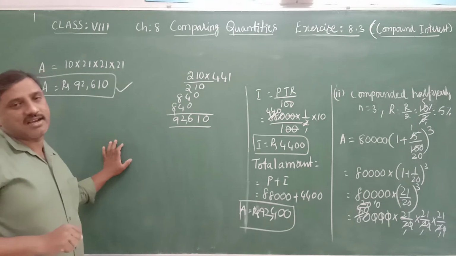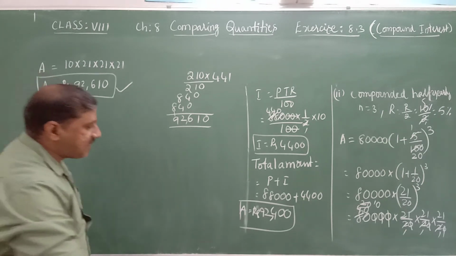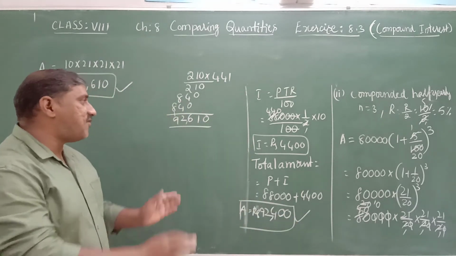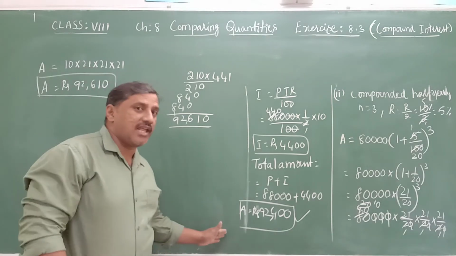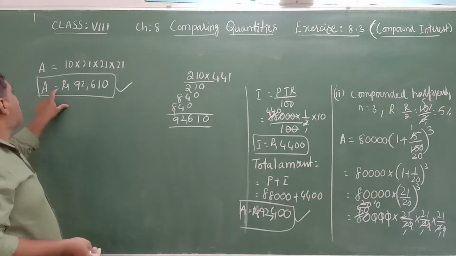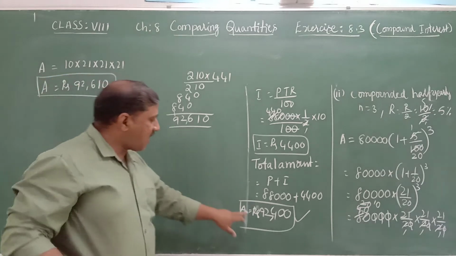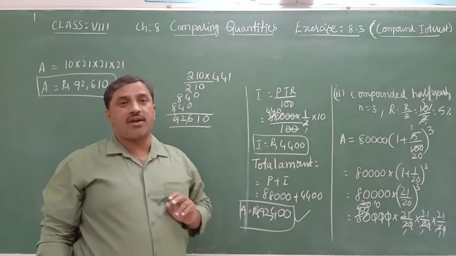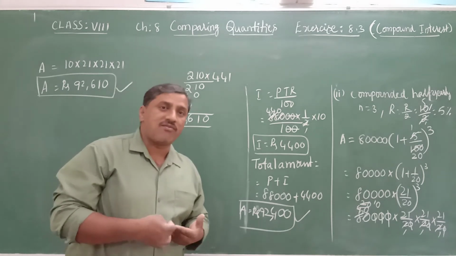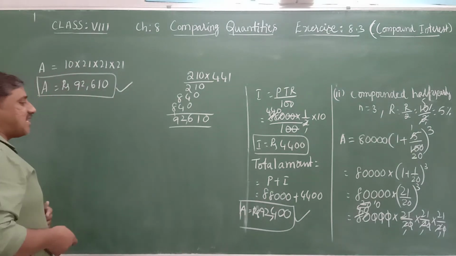If the interest is calculated half yearly, compound interest calculated half yearly, this is the amount he has to pay after 1.5 years to the same bank. If the interest is calculated annually, in which case he has to pay more amount? Here half yearly it is 92,610, yearly it is 92,400. So he has to pay more money when the interest is calculated half yearly. How much money? The difference they ask here.